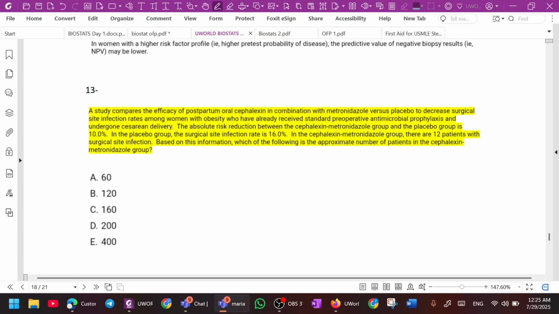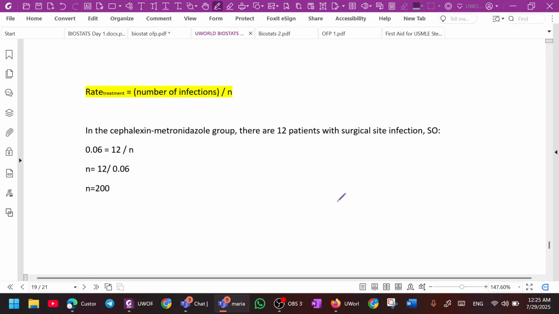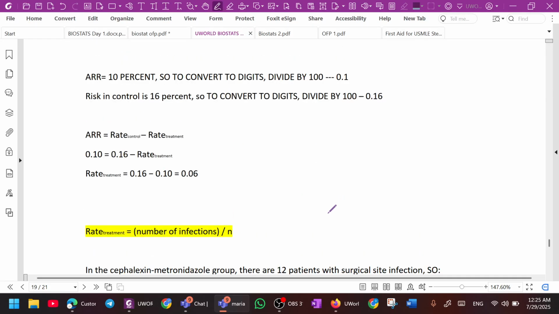Okay, now I'm seeing the explanation. They found out the absolute risk reduction. Here the absolute risk reduction is given: ARR is 0.10. They have given the rate for the control, but they haven't given the rate for the treatment, so we need to find out the rate for the treatment.